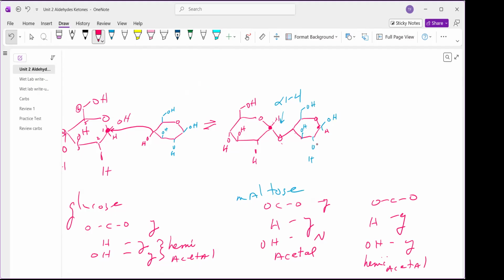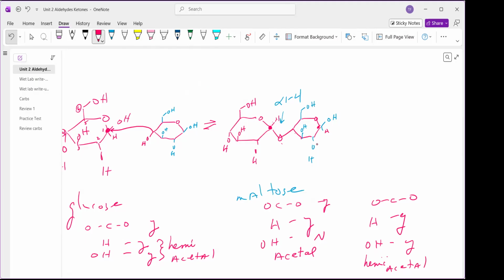How do you guys feel about this? Now ether is COC, not OCO. But it has two carbons. But as soon as you get the second oxygen, it's no longer an ether. That's either a peroxide or an acetal.